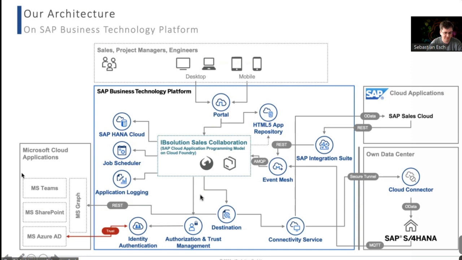And then we have, of course, the connection to the MS Graph API that enables us to create Teams and SharePoint folders. And we have used a lot of services on BTP, like I talked about the Teams API. So we actually create a job afterwards. We have triggered the creation of the team that then checks if the team has been successfully created and updates our team information. We use the application logging. We use HANA on the cloud and the HTML5 repository for our frontend application.